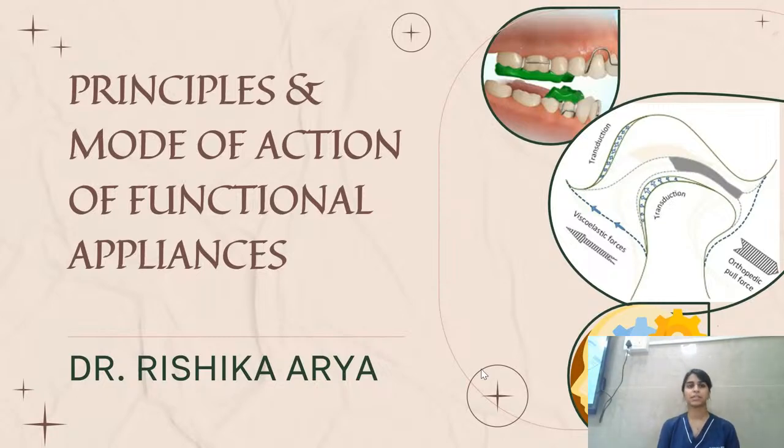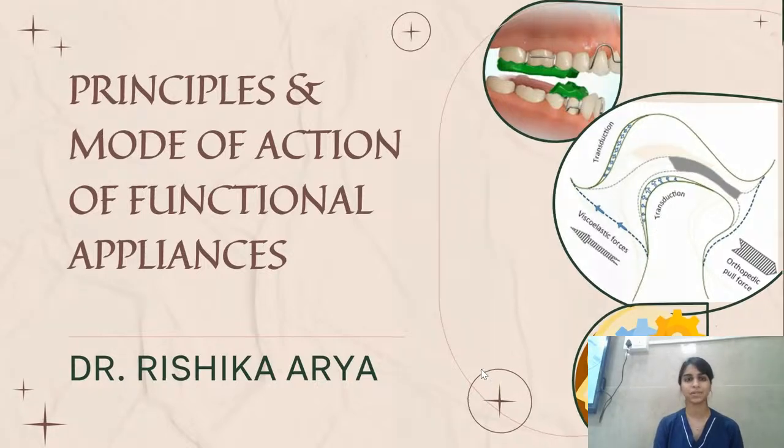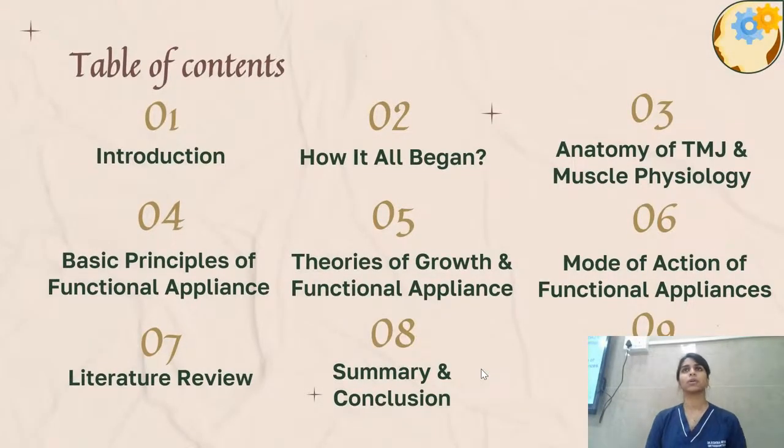The topic for the presentation is Principles and Mode of Action of Functional Appliances. So, we'll start with the contents that will be covered as a part of this presentation. It would include introduction, history, how it all began, anatomy of TMJ and muscle physiology, basic principles of functional appliance, theories of growth and functional appliance, mode of action of functional appliances, literature review, summary and conclusion, and finally references.